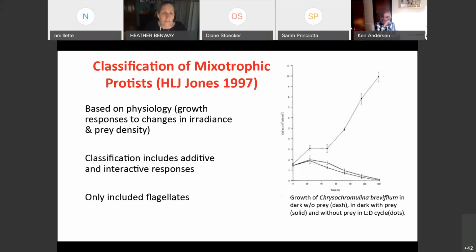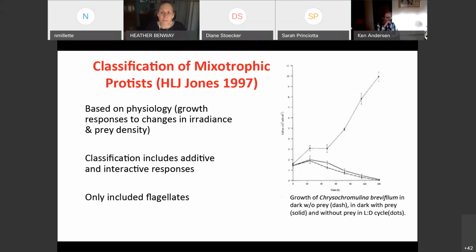So hers was also very conceptual because there isn't very much data except for a very few species. And she worked with only flagellates, mostly freshwater and estuarine flagellates. And importantly, she included additive as well as interactive responses. And this is important because in the early work on the gradient, you have so much photosynthesis and so much phagotrophy, let's say, and you just add those two together, the amount of carbon they get, and you get what they're getting for their metabolism.